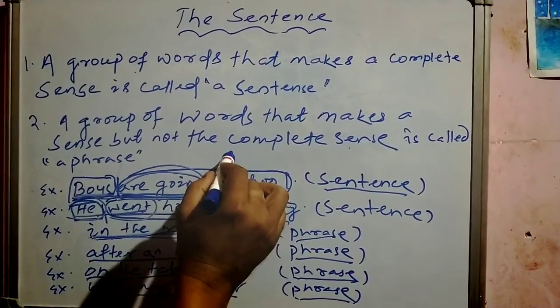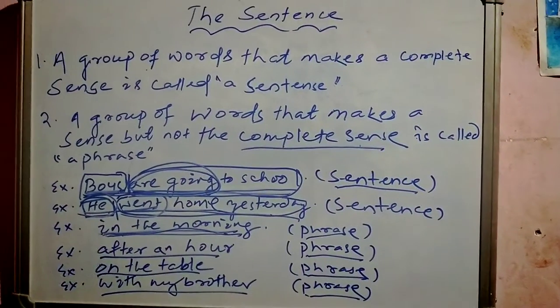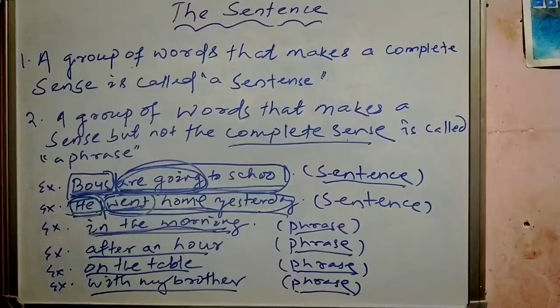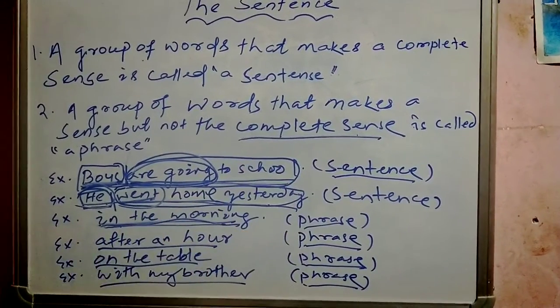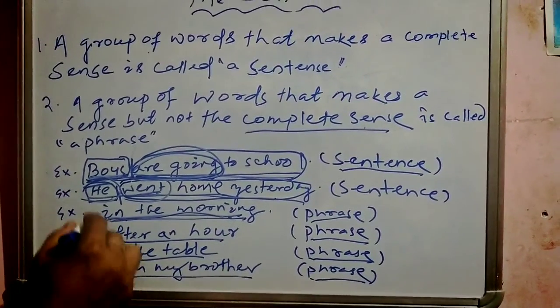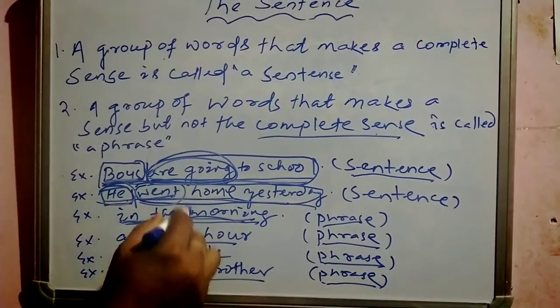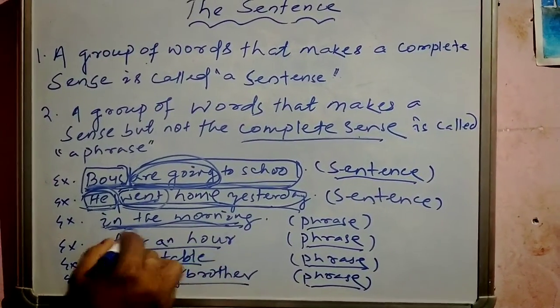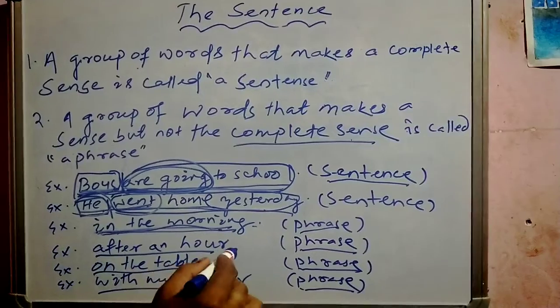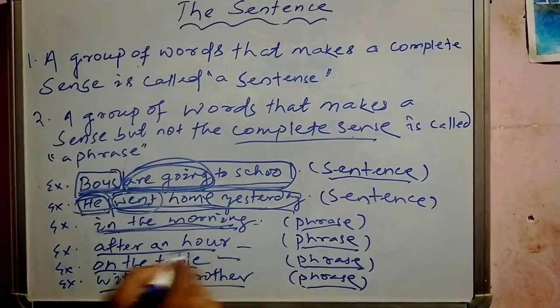So why does it not make a complete sense? Because of the absence of a verb. In these phrases, or in this group of words, there is no verb. In the morning there is no verb. In the afternoon there is no verb. On the table there is no verb.